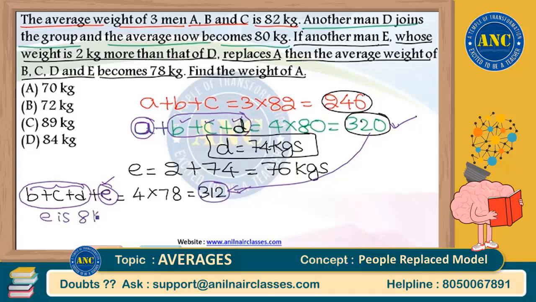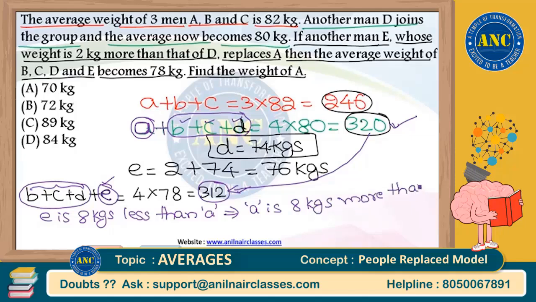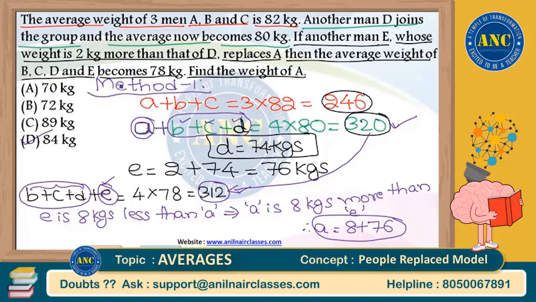In other words, E is 8 kgs less than A, which means A is 8 kgs more than E. Right? Both are same. E's weight is 76 kgs, so A's weight will be 8 more than 76. Answer is 8 plus 76, which is 84 kgs. Beautiful way of problem solving by using method 1. I believe that method 1 is clear for all my students. I hope it is clear for you people.